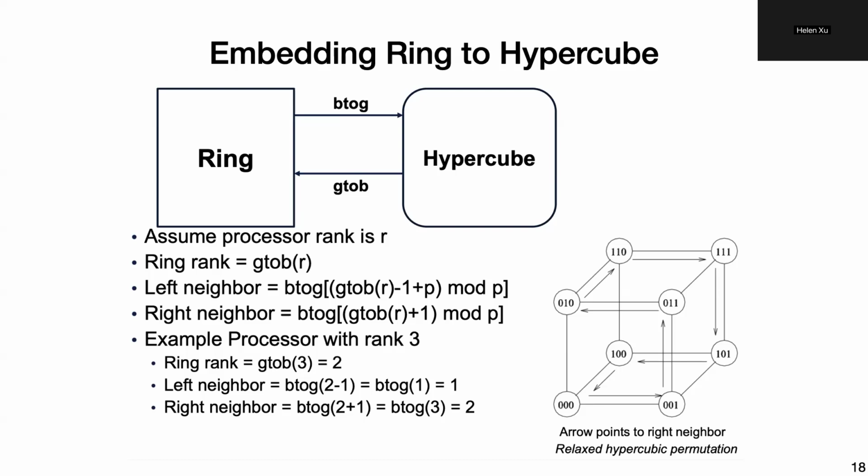So if you want the left neighbor and the right neighbor, then gray to binary of the rank gives you this ring rank. Ring rank minus 1 plus p mod p is your left neighbor in the ring. Binary to gray is just mapping it back into the hypercube. So you have a hypercube rank R, and you're trying to find its neighbor from the ring. And vice versa, the right is just plus 1 in the index.